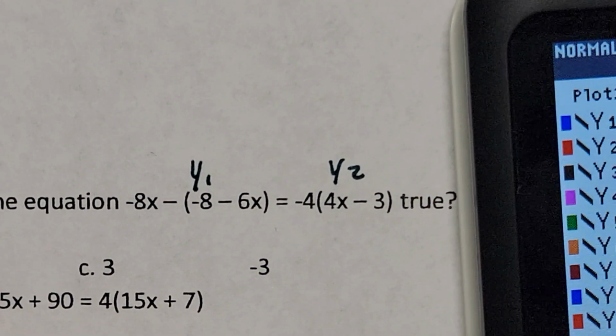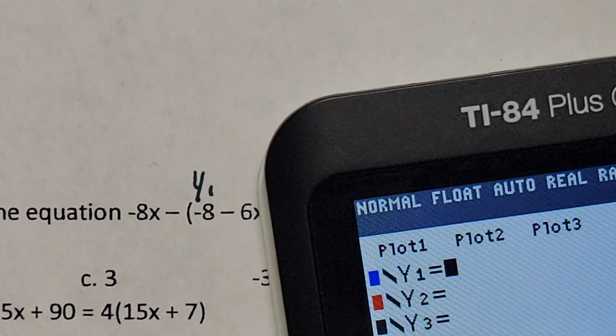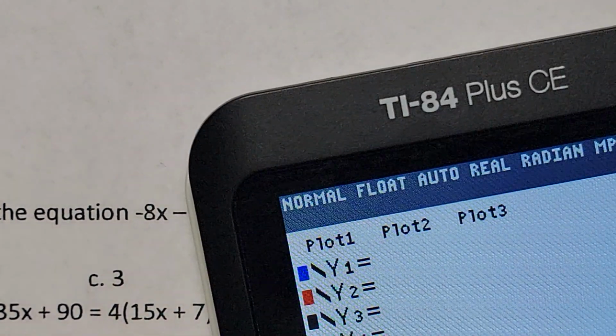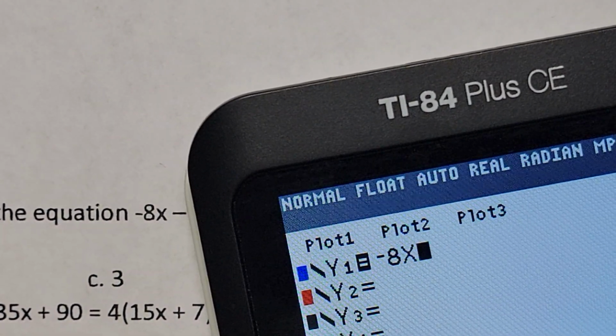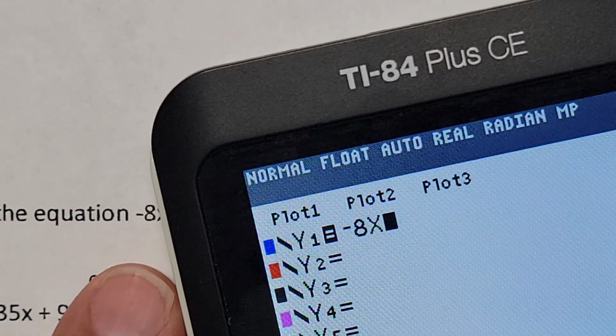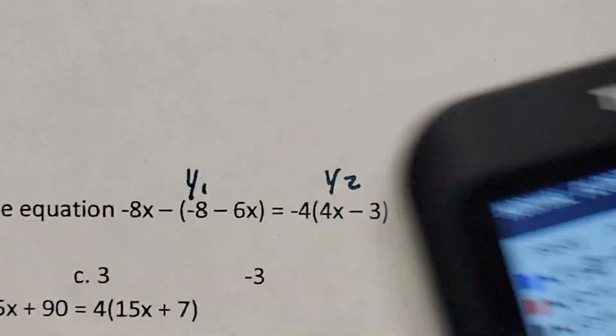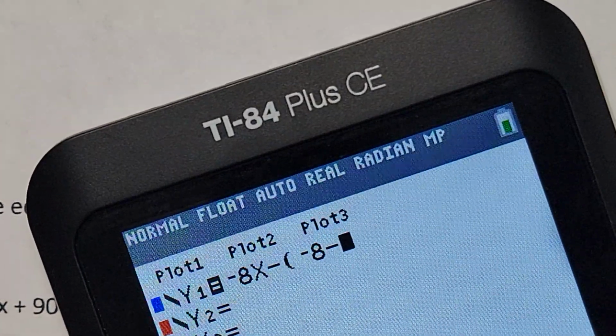All right, so I have, go to y equals, and then type in this one in y1. So I have negative 8x, then minus, parentheses, negative 8 minus 6x.